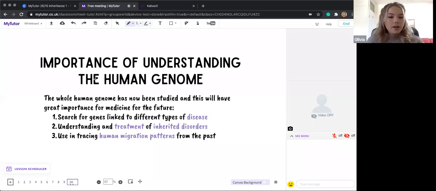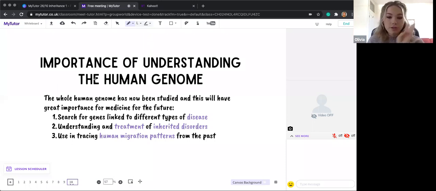Okay, so what you need to know then basically is the importance of understanding the human genome, and there are 3 very specific reasons. Obviously this seems like a very general question, doesn't it? Importance of understanding the human genome. So if you're given this in the exam, your mind might go blank, but what you need to be doing is looking at something called the specification. If you don't know what that is, or how to use it, I'll go through it at the start of tomorrow's lesson. But basically, this tells you everything you need to know.